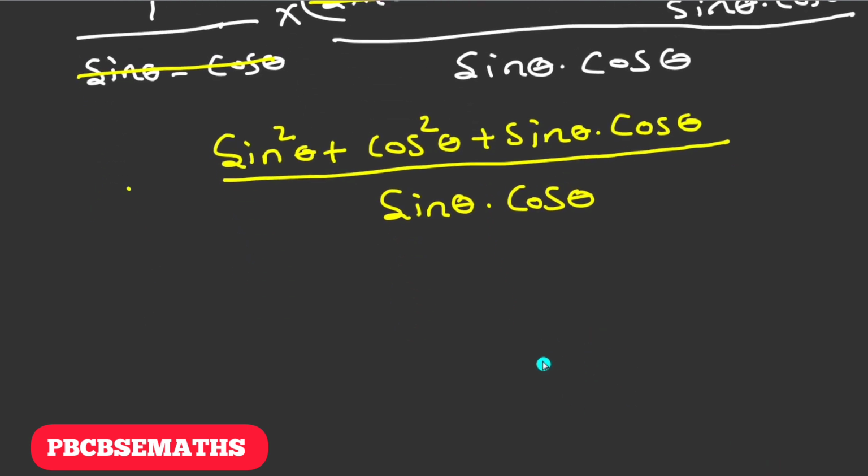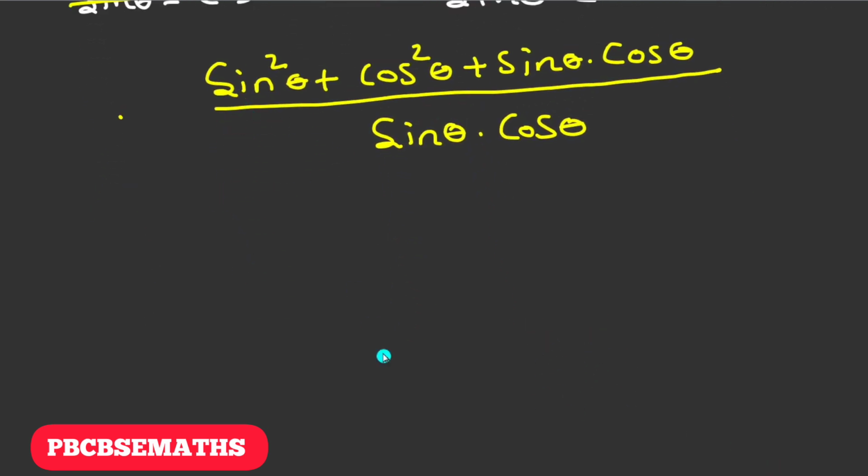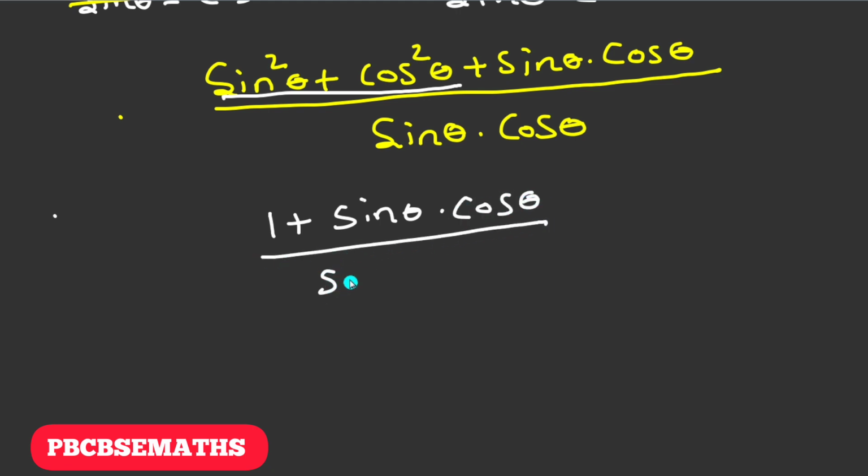Further, we know that sine square a plus cos square a, that is sine square theta plus cos square theta is always equals to 1. So let's replace this sine square theta plus cos square theta by 1. You can write then 1 plus sine theta into cos theta whole divided by sine theta into cos theta.